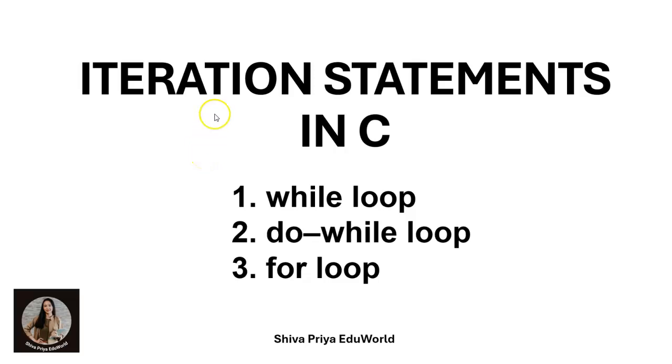In this video, I'll explain the iteration statements in C. Those are while loop, do while and for loop. These are all the iteration statements in C.